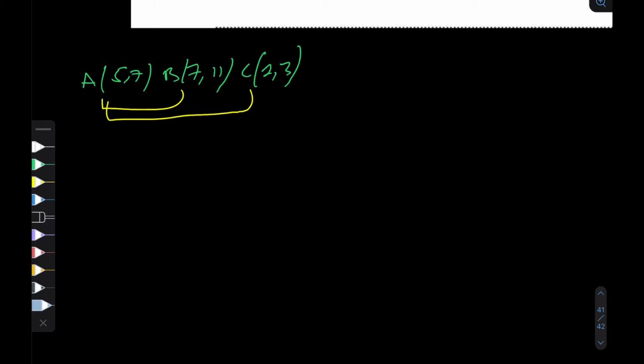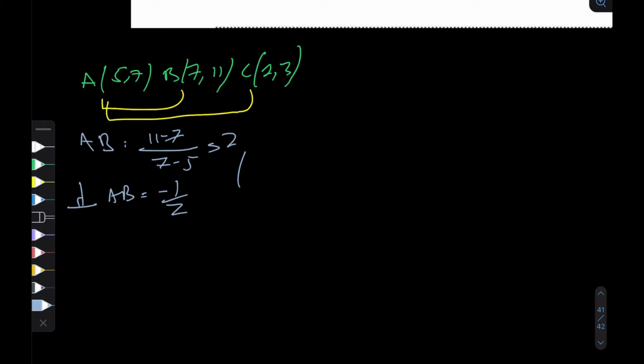So for example, if we take AB, then its gradient will be 11 minus 7 over 7 minus 5, that's 2. Then that would mean that the perpendicular of AB would be minus half, and you can take the midpoint, which will be 6 comma 9, and use that to find the plus c. So you would have the equation of the perpendicular bisector of AB. Do the same for either AC or even BC, and then you can equate them to find the center of the circle, and from there on you can calculate the equation.